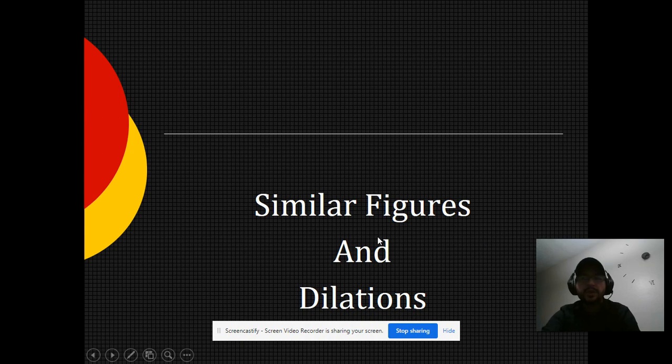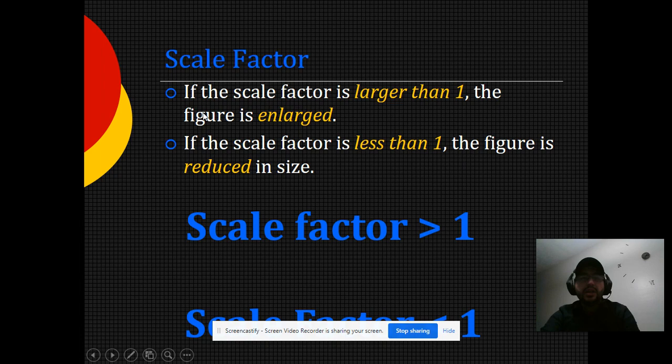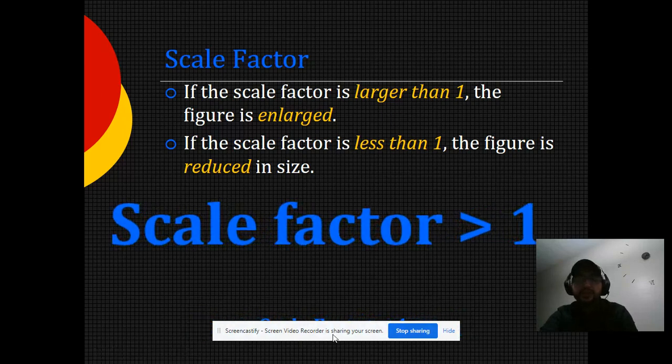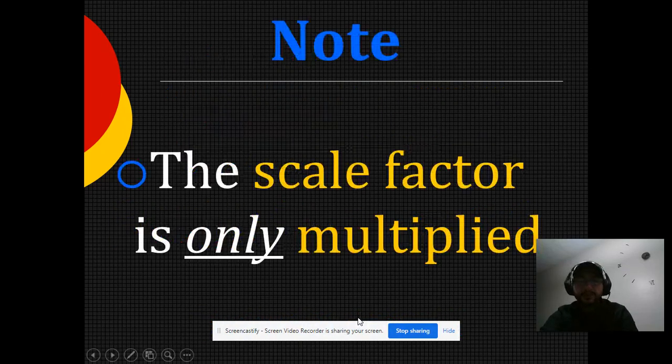Okay, today we're going to keep talking about similar figures and dilation. Remember, for dilation, we multiply by the scale factor. If the scale factor is greater than 1, then the figure will be enlarged. It will be an enlargement. If the scale factor is less than 1, then the figure will be reduced. So it will be a reduction. So remember, scale factor greater than 1, enlargement; scale factor less than 1, reduction.